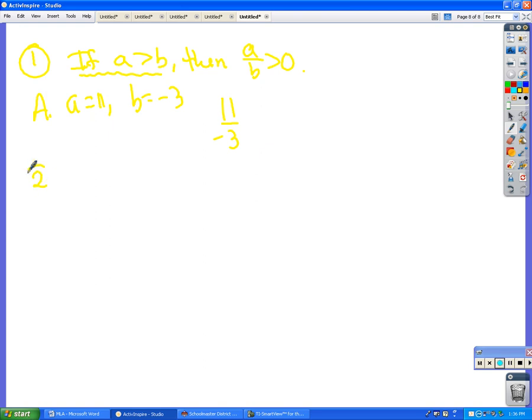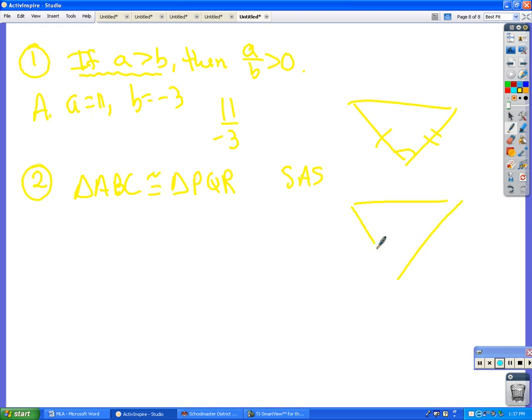All right, and then number 2, same thing. We have to explain what this person did wrong. So we've got these two triangles here, and we've got some sides that are congruent. And since we have two sides at an angle that are congruent, they conclude, therefore, that triangle ABC is congruent to triangle PQR by side, angle, side. Because we have two sides at an angle. What's wrong? Why is that not true? It's the wrong side. Yeah.